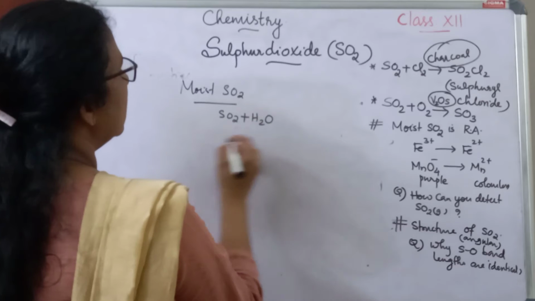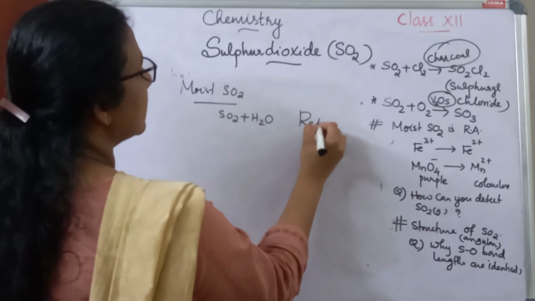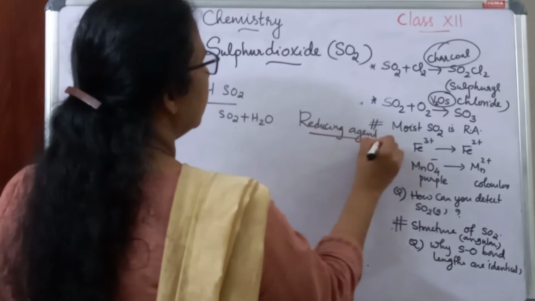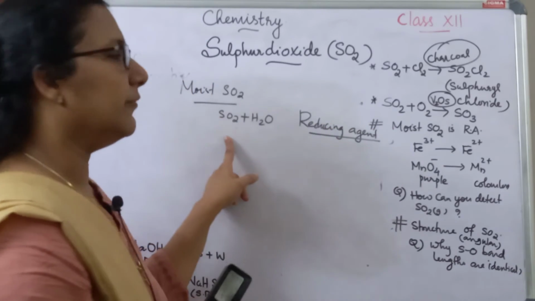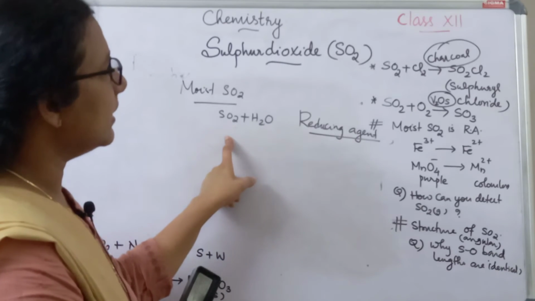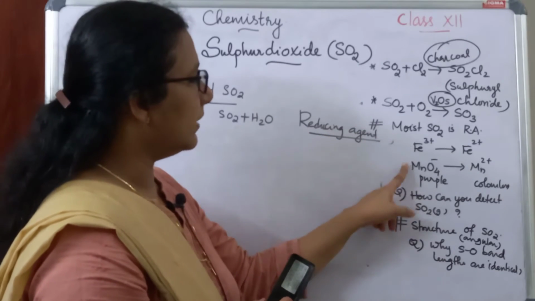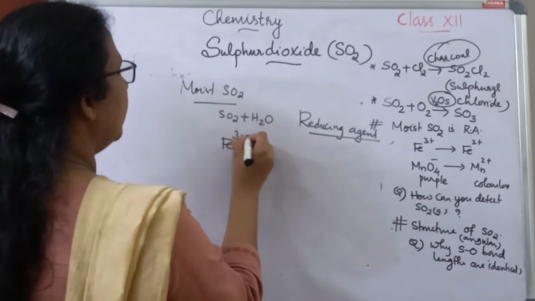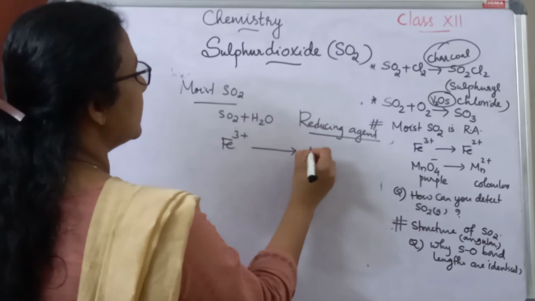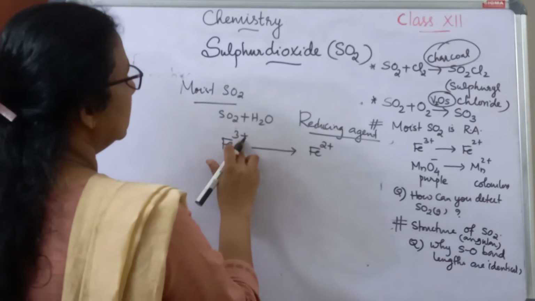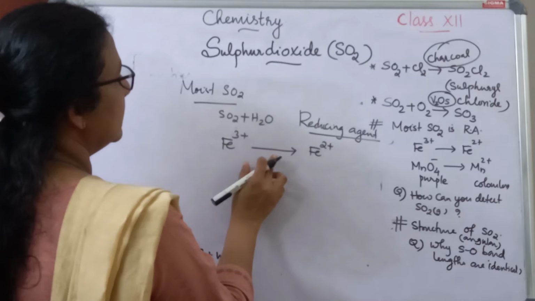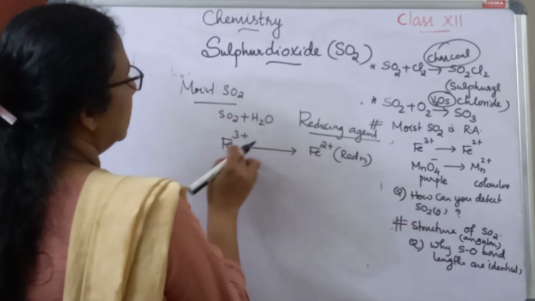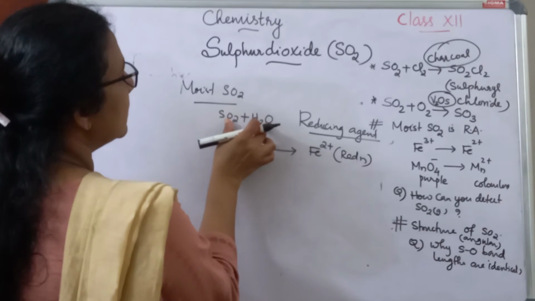So this is actually a good reducing agent. That's an important point. Moist sulfur dioxide is acting as a good reducing agent, where we can see two reactions in which Fe3+ on reduction gives Fe2+. So 3+ changes to 2+, that is reduction. It happens in the presence of this reducing agent.